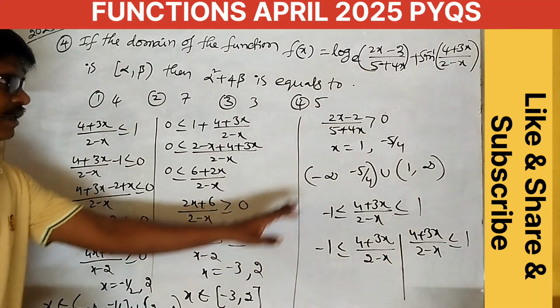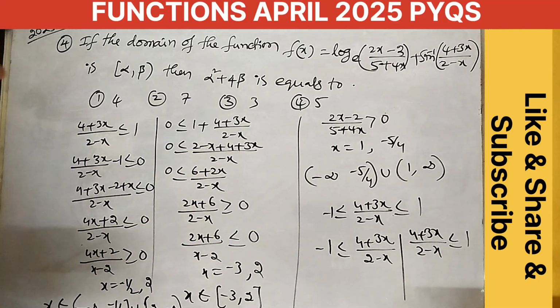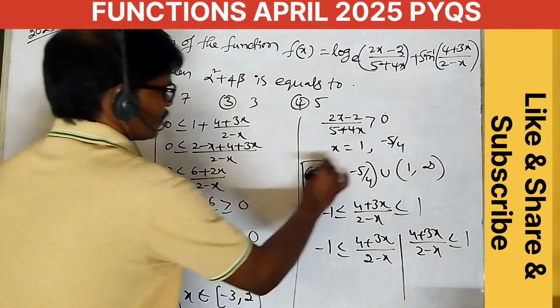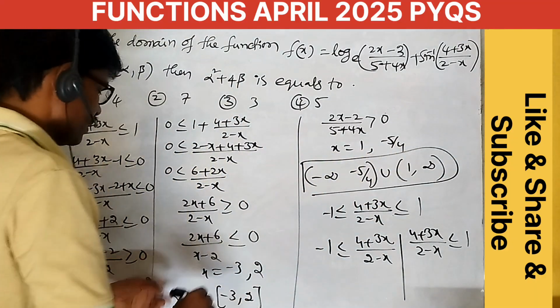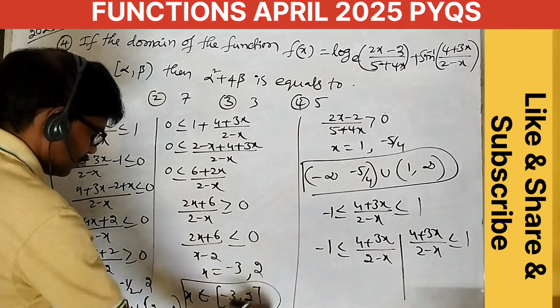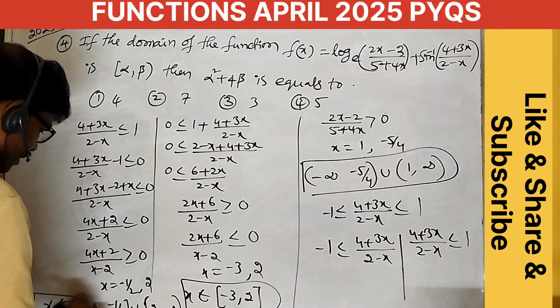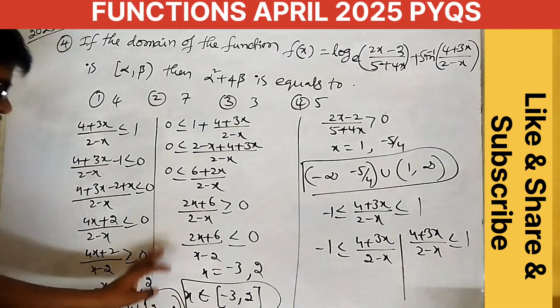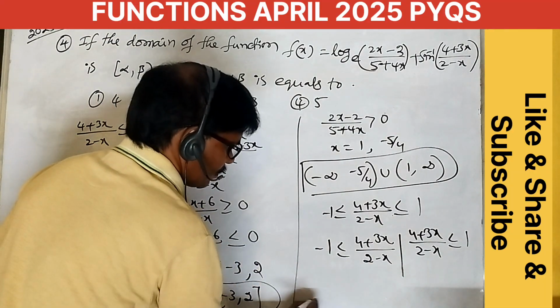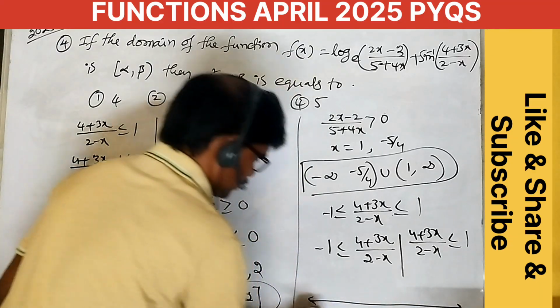What is the common part of the three cases? This is the first case, this is the second one, and this is the third one. Okay, write the number line. This is the number line.